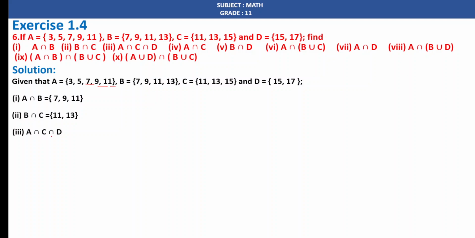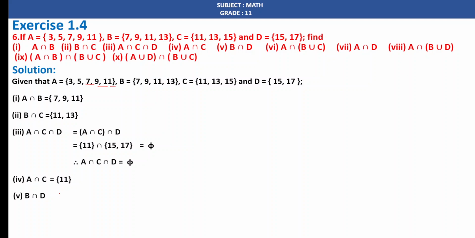A intersection C intersection D, we can write it as first A intersection C. We need to find what is common here. A intersection C is 11, intersected with {15, 17}. Therefore, the result is an empty set. So A intersection C intersection D is a null set or an empty set. Fourth one, A intersection C. If we observe A and C, the common element is 11. Therefore, A intersection C is a set with the element 11.